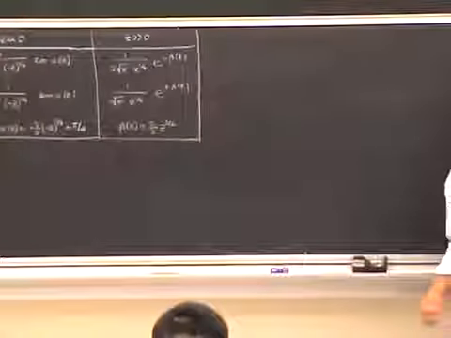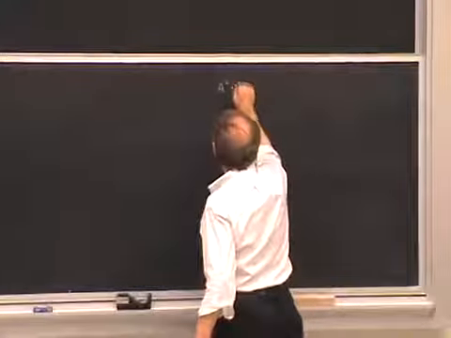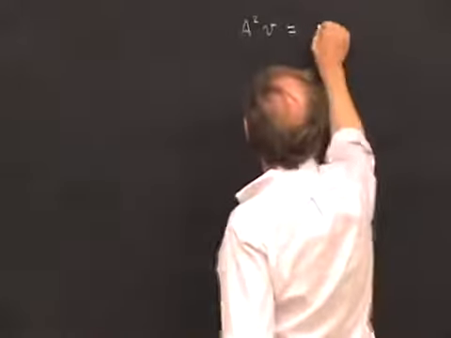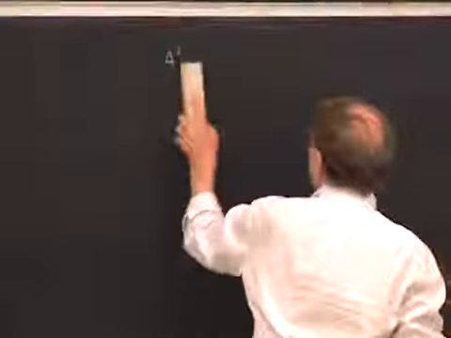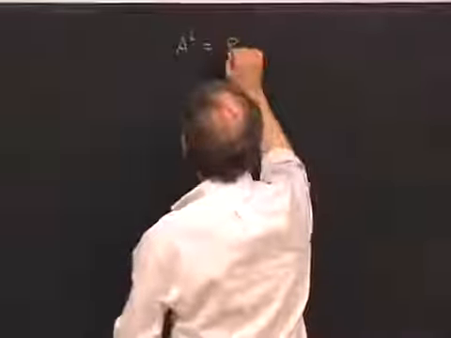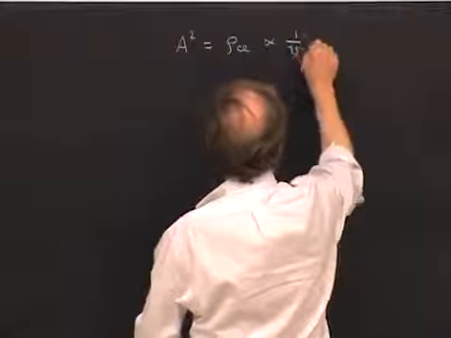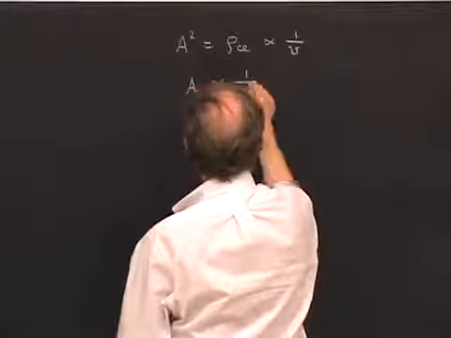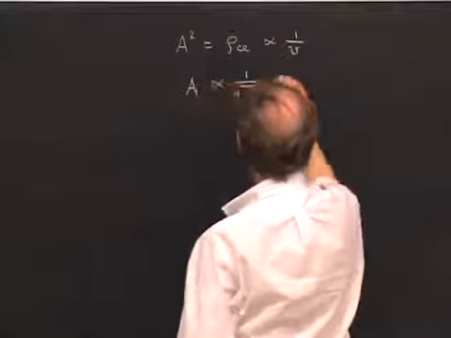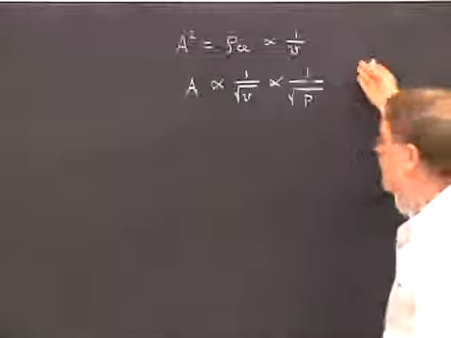As you'll recall, the amplitude squared times the velocity is the same as the classical probability density, which is proportional to 1 over the velocity v. This gives that the amplitude is proportional to 1 over the square root of the velocity, which is proportional to 1 over the square root of the momentum, which is how it's appearing in our formulas.